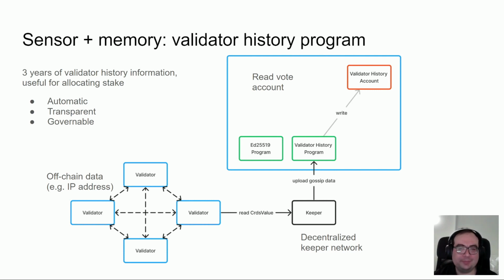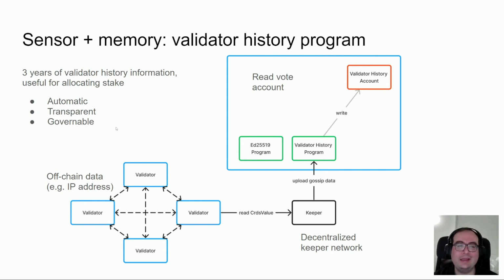And to do that, you need some data, and this data must be on-chain because then the strategy will depend on these properties in this on-chain data. And this is done by the validator history program in a way that is automatic. Well, you need to have the keepers, so we'll talk about this. Transparent, because people will be able to see what is the history, what is the data that will be used by the Steward program, and governable.